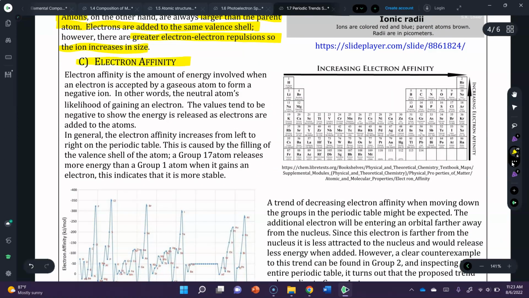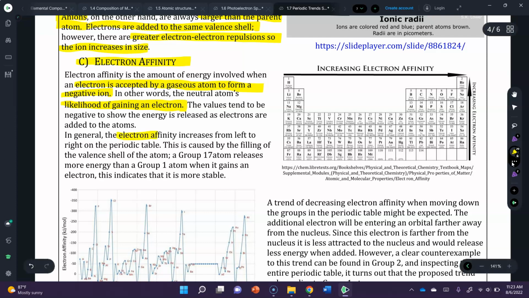Next, we have electron affinity. This is related or similar-ish to electronegativity, but there's a distinction. Electron affinity is the amount of energy involved when an electron is accepted by a gaseous atom to form a negative ion. Okay, so its ability to accept an electron, like take it into itself. In other words, the neutral atom's likelihood of gaining an electron. So can it become an anion? The values tend to be negative to show the energy is released as electrons are added to atoms.